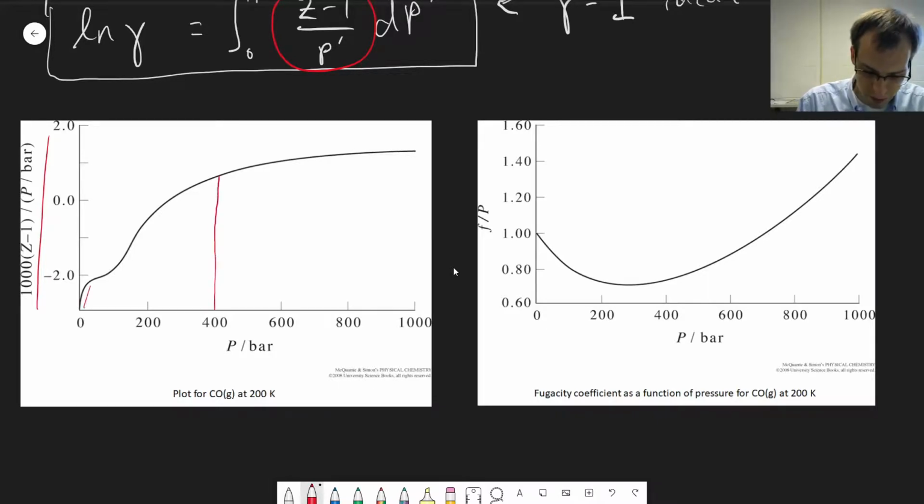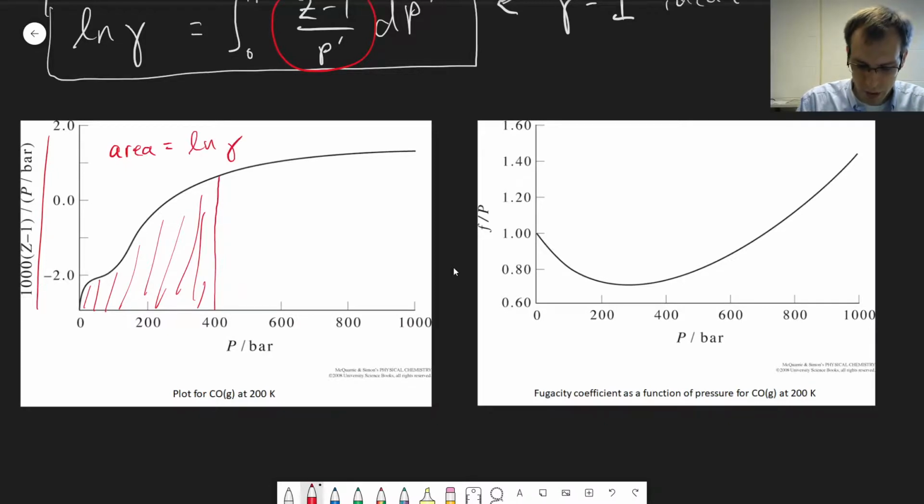What we need to do is find the area under this curve. And that area, which is this integral, is equal to log of our fugacity coefficient. Now you'd have to scale it because this is 1,000 times it, so you'd have to divide by 1,000 before you calculate this. And so using that process, we can go from this plot, from that data about how Z varies with P, to what's on the right, which is the fugacity coefficient as a function of pressure.